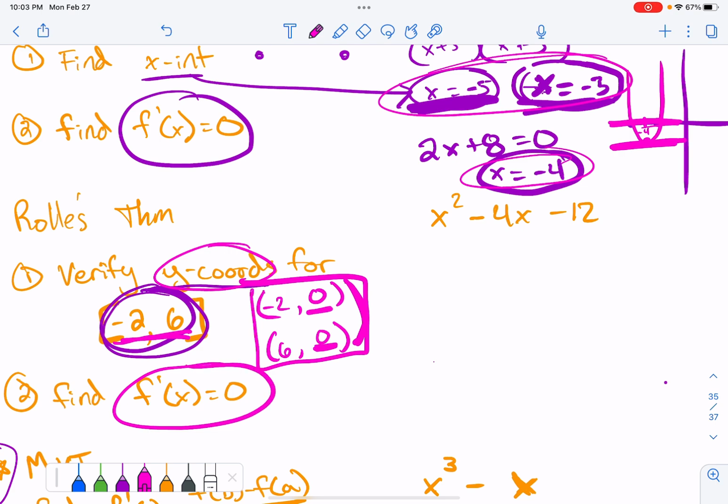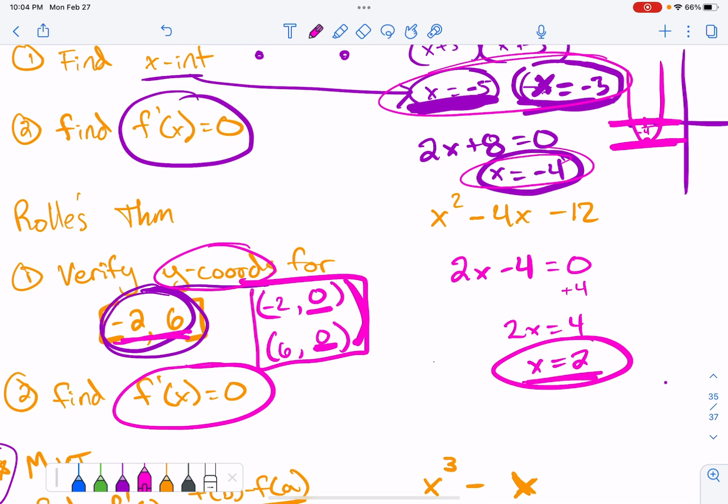Now we want to find where the derivative is 0. So I have 2x minus 4. This is going to be kind of the same thing. Yeah, 2x minus 4, and I set that equal to 0. And I add the 4 over. Plus 4. So 2x equals 4, and x is 2. Oh yeah, there we go. 2 is going to be the place where the hump occurs.